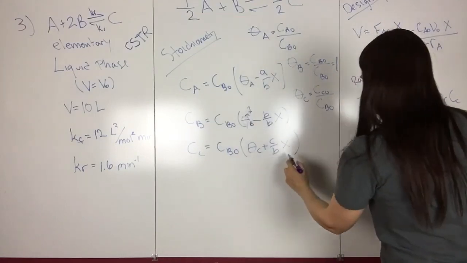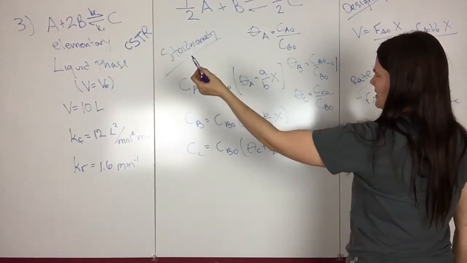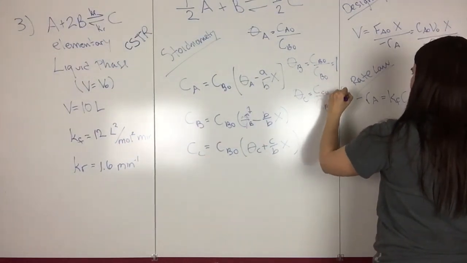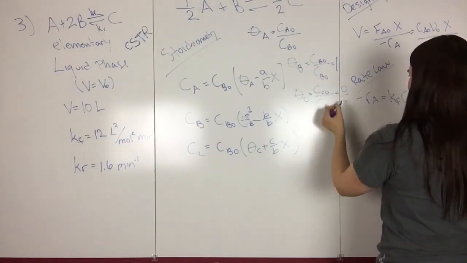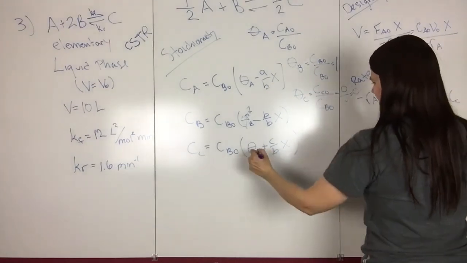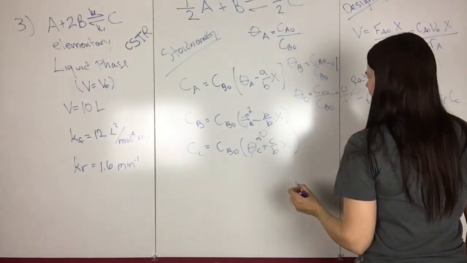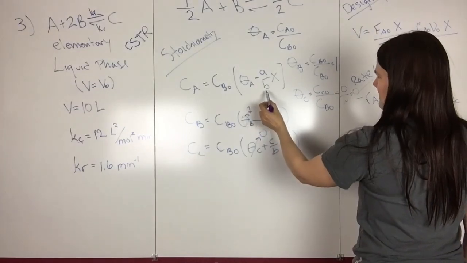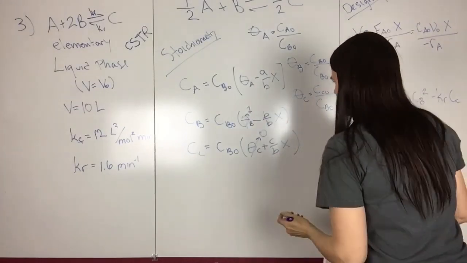We know that theta C is 0 because there's no C flowing in. So this is 0 divided by CB, and it doesn't matter what CB is because it just equals 0. So we need to find theta A, and then we know what these are, so I'll go through those in a minute.